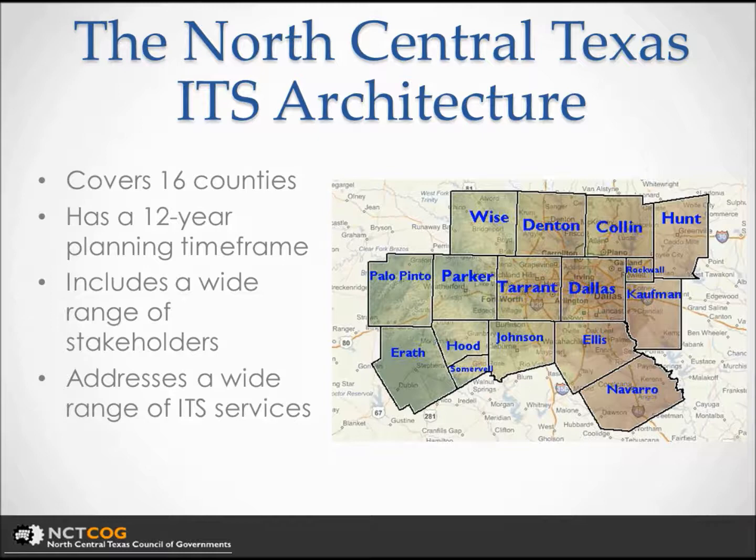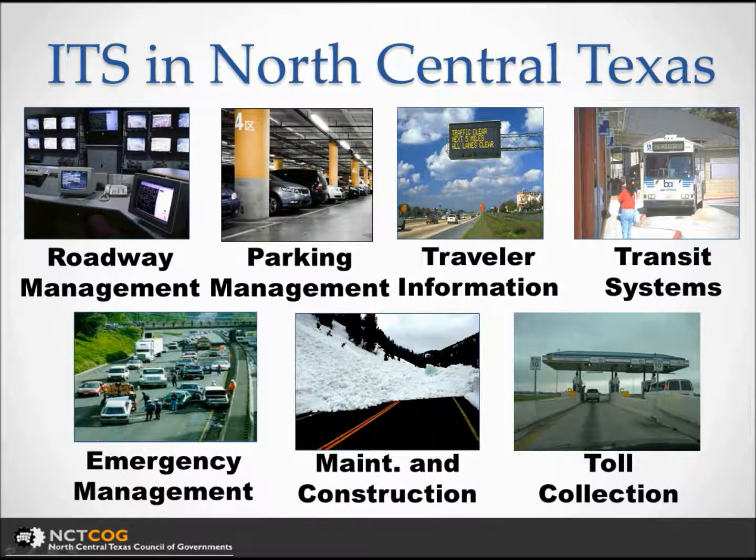The North Central Texas ITS architecture covers 16 counties. It has a 12-year planning time frame, near-term, medium-term, and long-term. It includes a wide range of stakeholders and addresses a wide range of ITS services. In North Central Texas, the ITS architecture covers the following service areas: roadway management, parking management, traveler information, transit systems, emergency management, maintenance and construction, and toll collection. These include both existing and planned services.